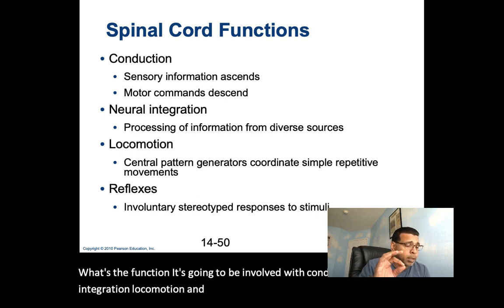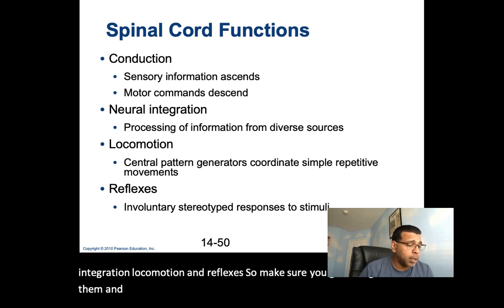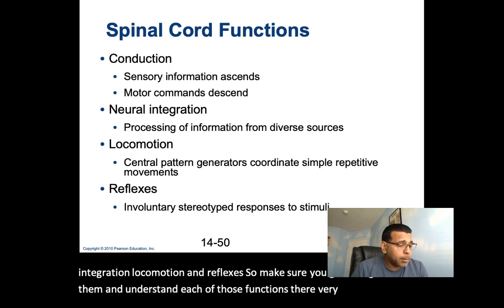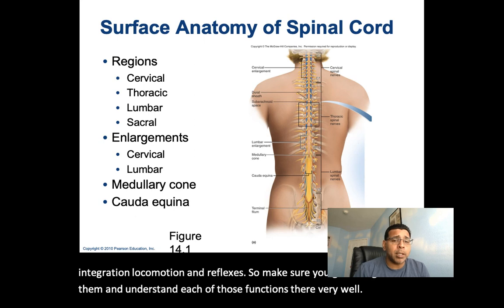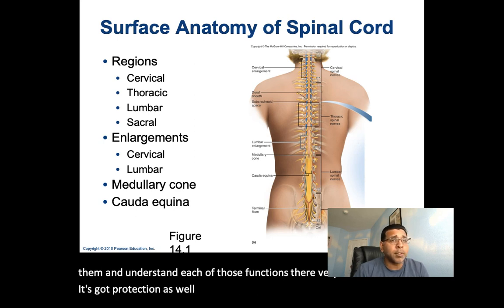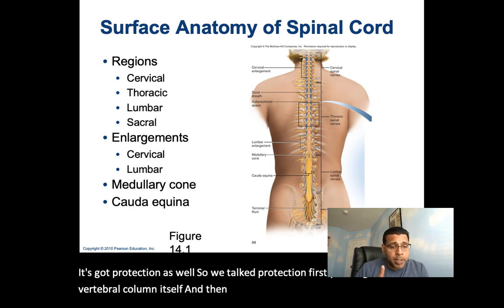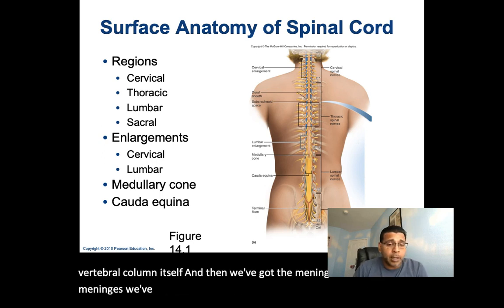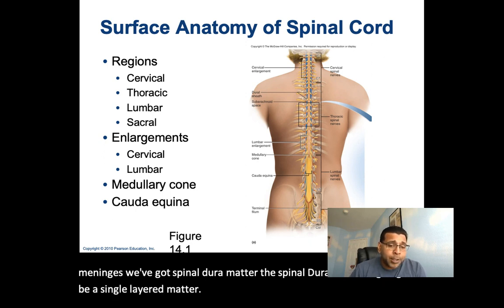Make sure you go through each of them and understand each of those functions very well. It's got protection as well. So when we talk protection, first you've got the vertebral column itself. Then we've got the meninges. Now when we talk meninges, we've got the spinal dura mater. The spinal dura mater is going to be a single layer. It's not attached to the bony walls.